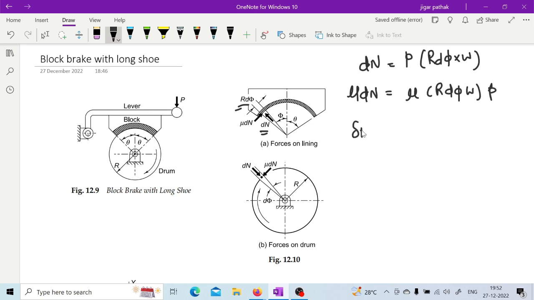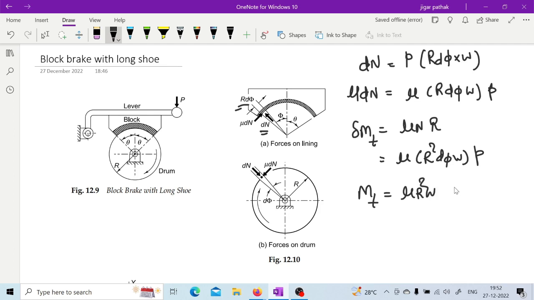Similarly, your torque or braking torque is given by mu N into R. So this will be mu R square d phi W into p. So this is how MT can be represented as mu R square W into p d phi, right? So this is how the braking torque is defined in this particular case with long shoe, right?